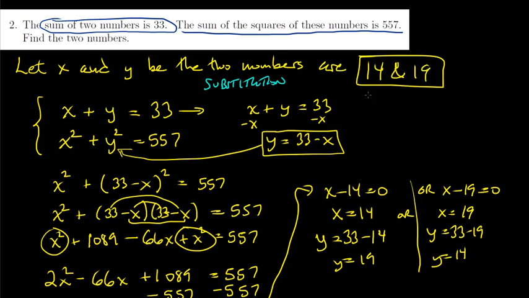And you can check. 14 plus 19 is 33, so the sum is 33. And if you take 14 squared plus 19 squared, I would use a calculator for that, but you get 557. So it works, right? All right, so that's number 2.